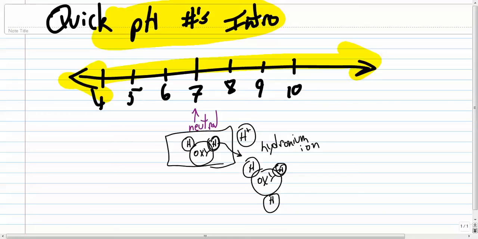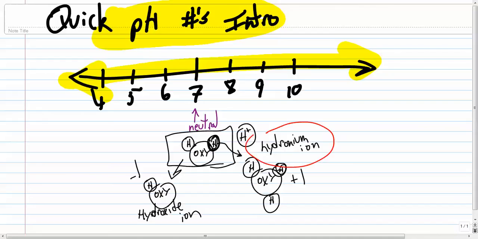So if this hydrogen ion leaves this water molecule, what does that leave behind? That leaves the original oxygen atom and this hydrogen atom. These together are called a hydroxide ion. It has a -1 charge, while this thing has a +1 charge. So the more of these you have, the more acidic your solution, and the more of these you have, the more basic your solution.